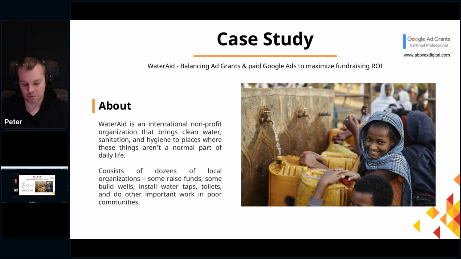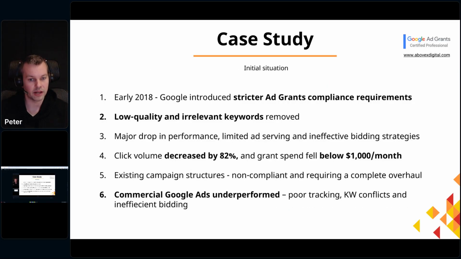They have an ad grants account. They've had it for years. They max it out consistently, and then in certain periods of the year, they also run commercial campaigns, and that's what helps them drive incremental traffic and mostly fundraising, donation conversions.